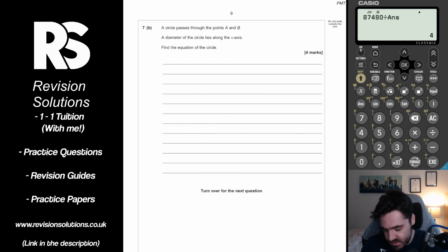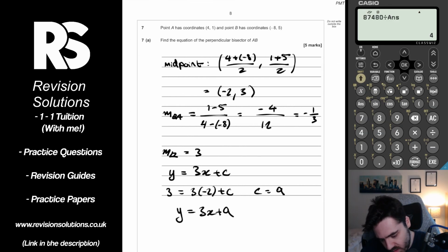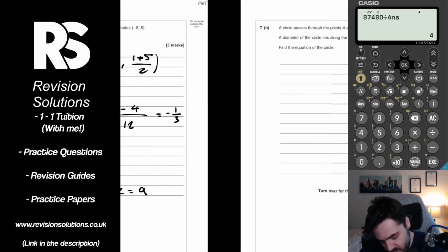Then part B says, a circle passes through the points A, B. A diameter of the circle lies along the x-axis. Find the equation of the circle. Okay, so that's kind of strange information. So to visualize it, I always recommend drawing it. So let's first plot our points in some kind of way. We have the point 4, 1.